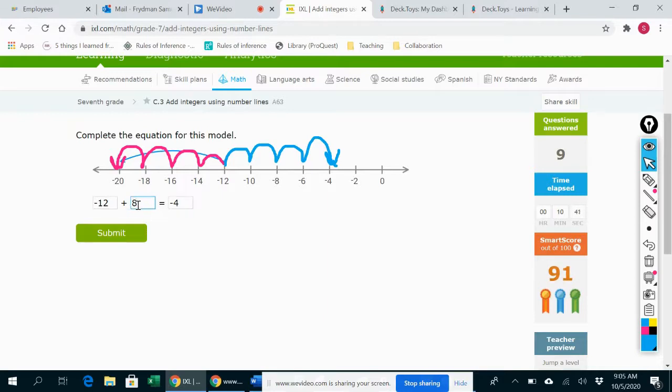But -12 plus -8, that's the solution that IXL wants for this problem. And that's going to give us -20.